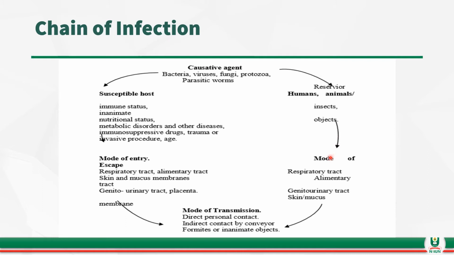escape from the reservoir, which can be through the respiratory, alimentary or genitourinary tract, or skin or mucosa. And then the next thing is the mode of transmission. How does it transmit to a susceptible host? It can be either direct contact, like we have in HIV, blood to blood or sexual contact, or indirect contact by a vector or fomite.